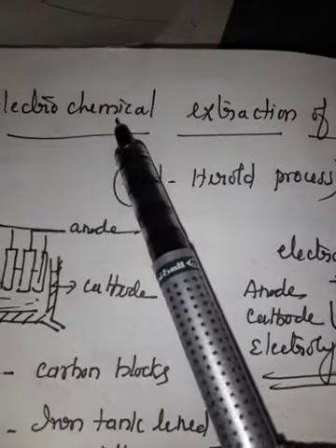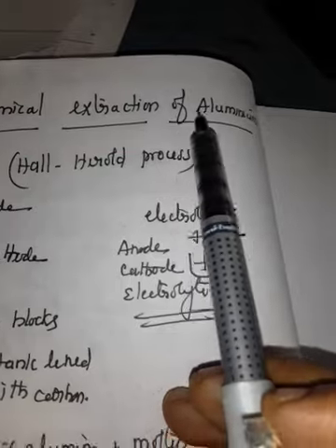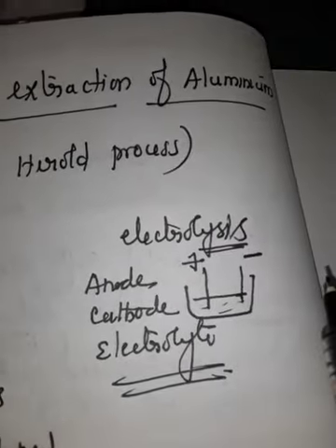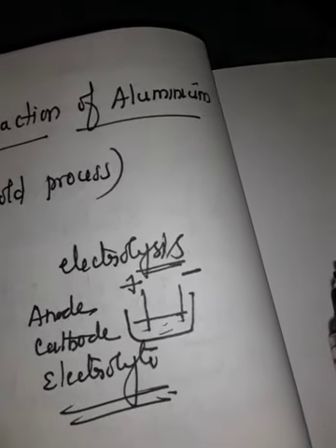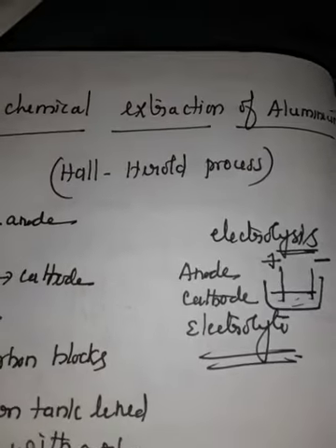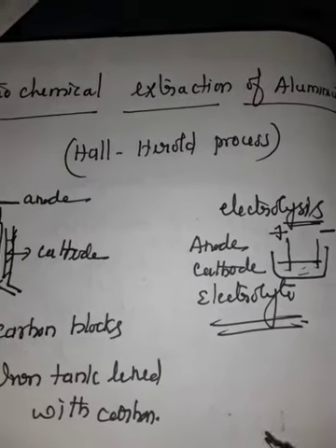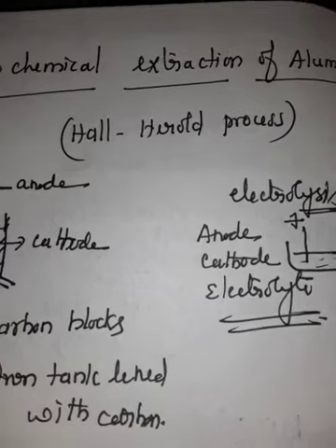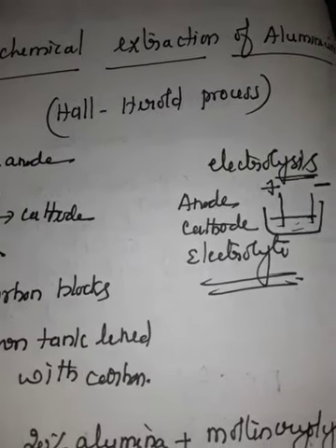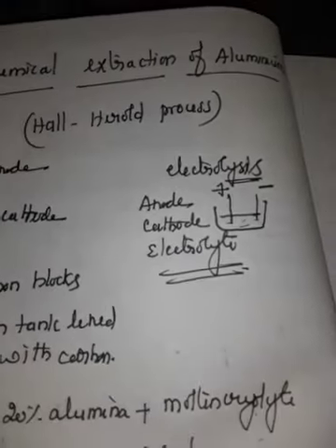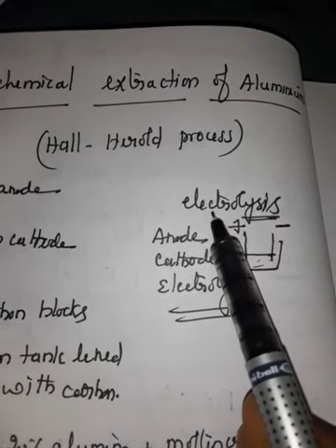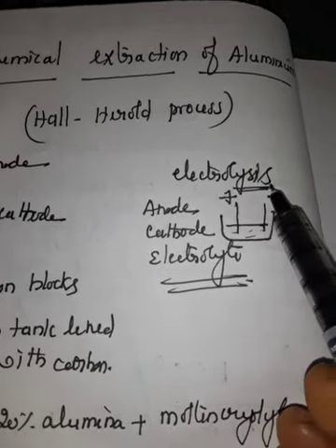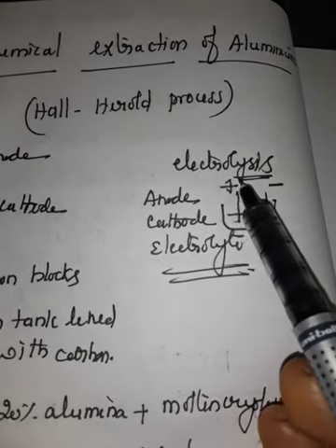Children, now we are going to learn about electrochemical extraction of aluminium, that is the Hall-Héroult process. Aluminium extraction by the electrochemical process is also based on the electrochemical principle of metallurgy, which we have already learned. Here the ore is taken for electrolysis. Electrolysis means what? Lysis means splitting, electro means current. When current is passed, the electrolyte gets split. That is the electrolyte, which is in the molten state.